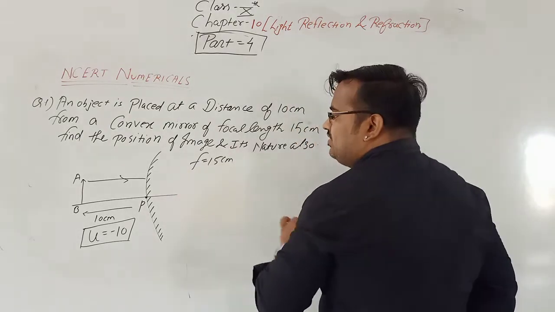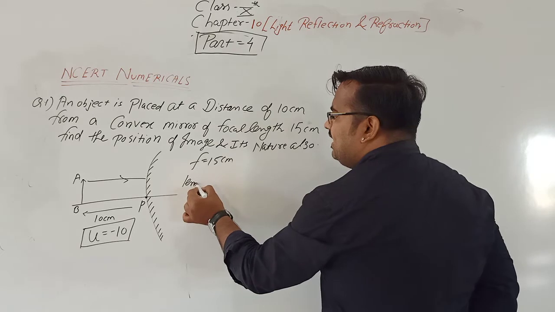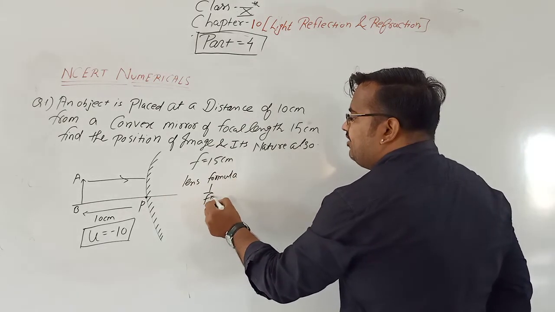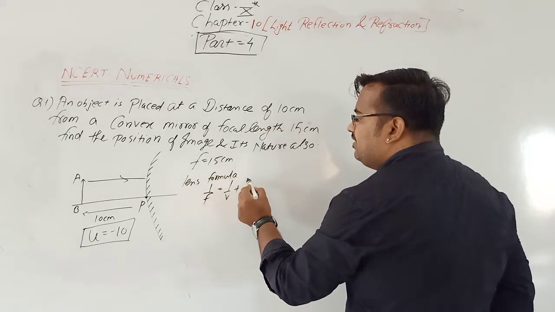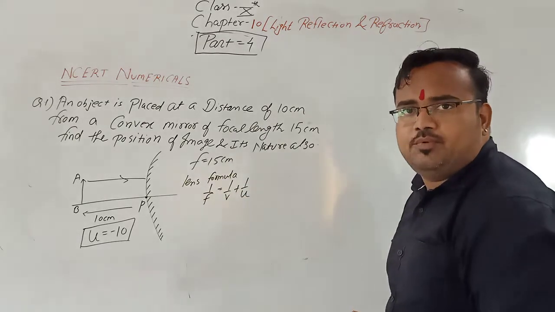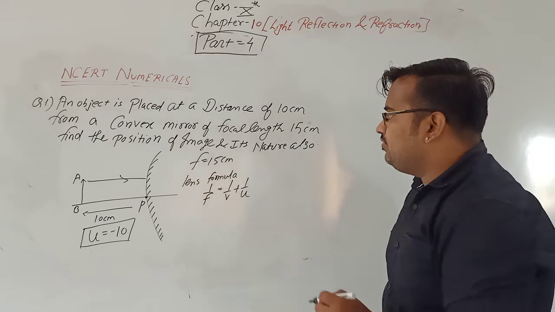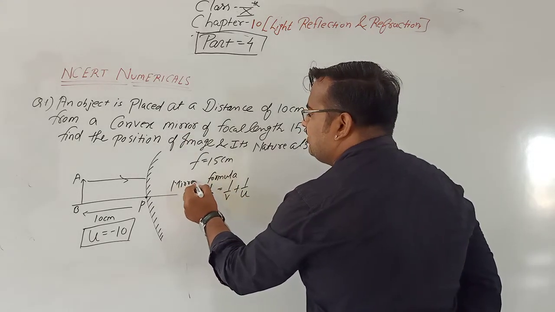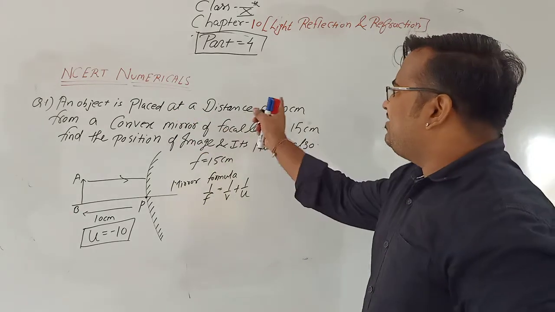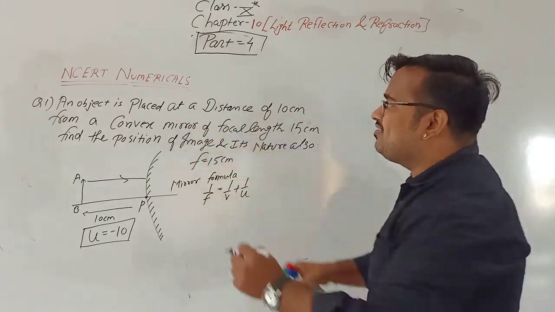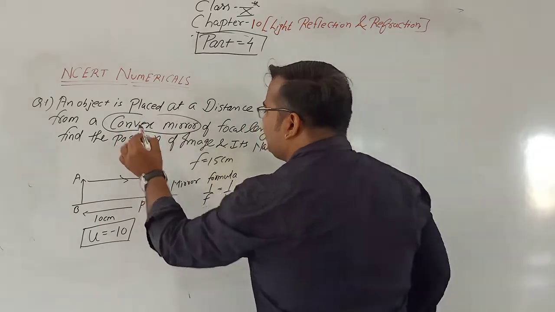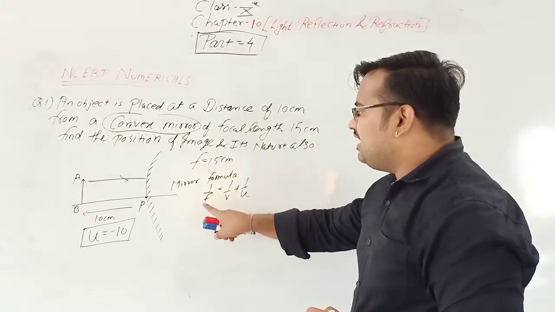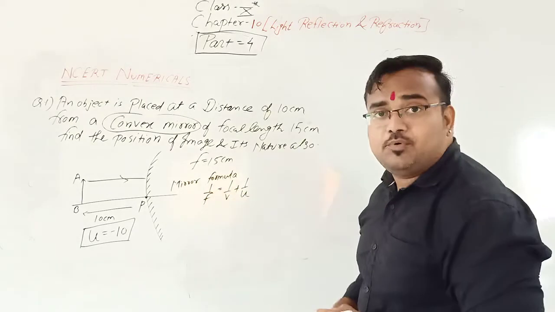So we'll use the lens formula. What is the lens formula? 1 upon f is equal to 1 upon v plus 1 upon u. This is the lens formula. No, this is for a lens. Now we'll take the mirror formula because the case given is a mirror. An object is placed at a distance of 10 cm from a convex mirror. So we'll use the mirror formula, not the lens formula. The mirror formula says that 1 upon f is equal to 1 upon v plus 1 upon u.